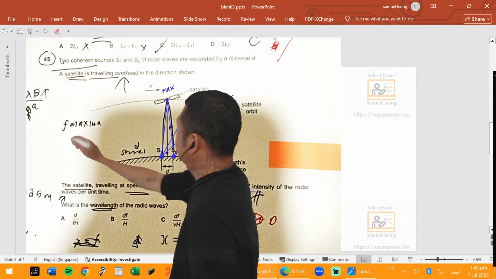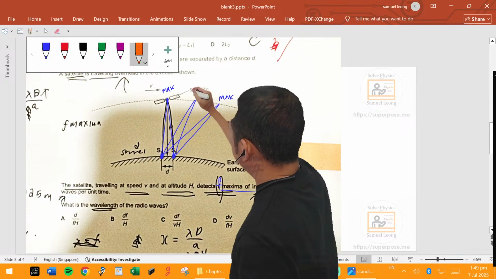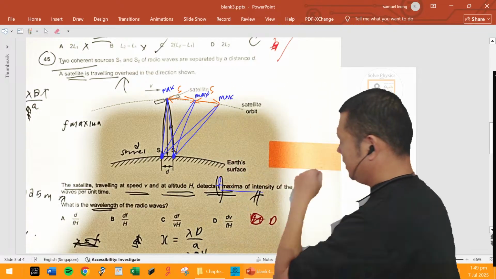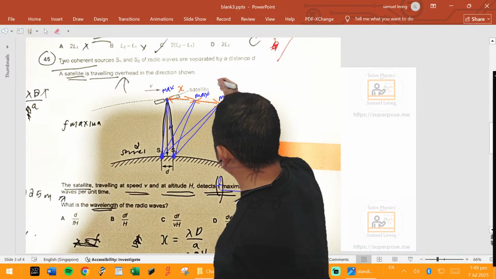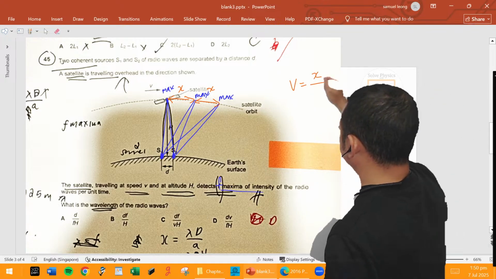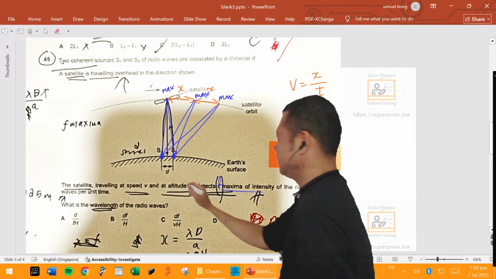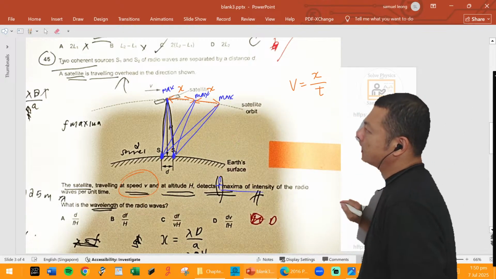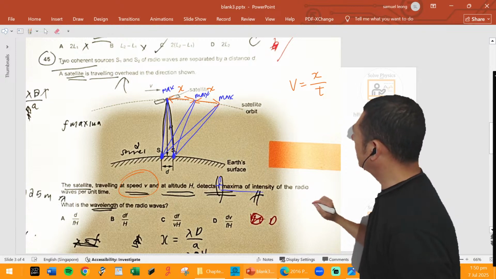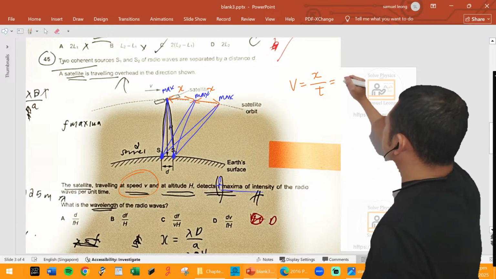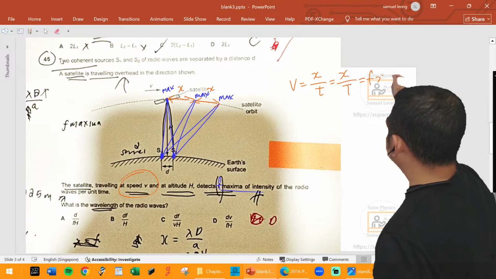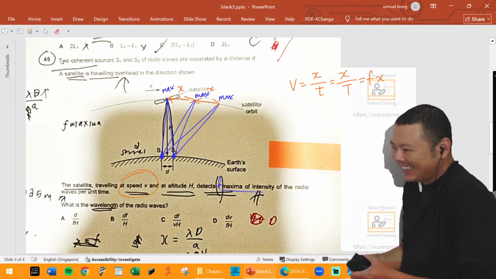So at the same time, we should understand that the distance between the two maxima should be approximately the same. The symbol that we use is x, right? So in a way, v equals x over t. V equals x over t. V equals fx. Correct or not?